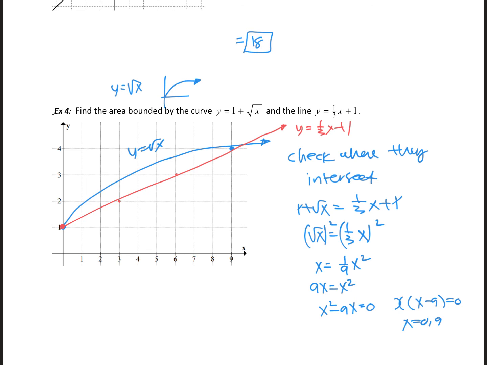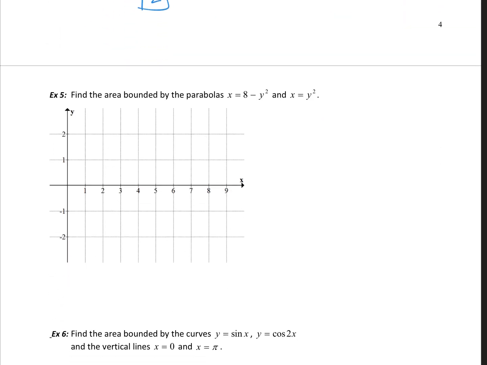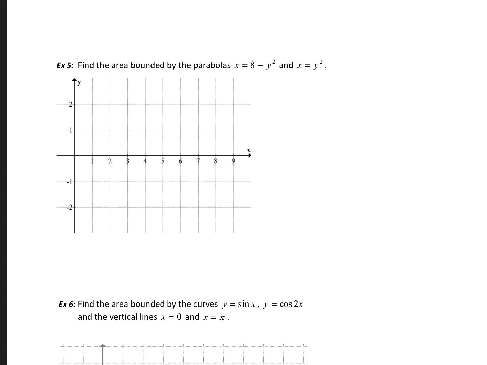So that means my integral is set up like this. The top function is radical x minus the bottom function 1/3 x plus 1, from 0 to 9, dx. As a result, you get 9/2 when you calculate it out. All right, pretty much we're done. One more, example 5. I'm going to have you figure that out, and then example 6 as well. For number 5, the answer is 64/3. And that's it for this worksheet.